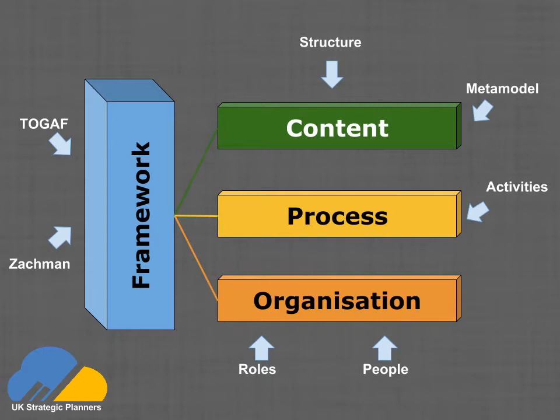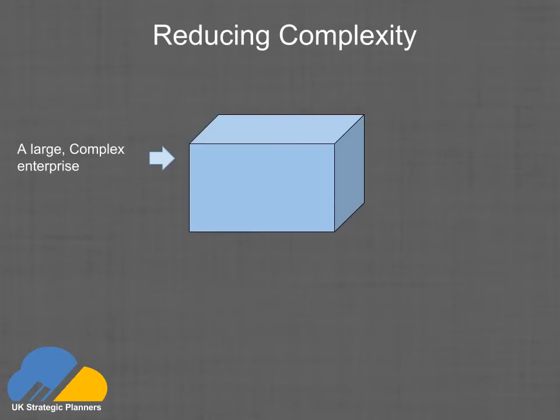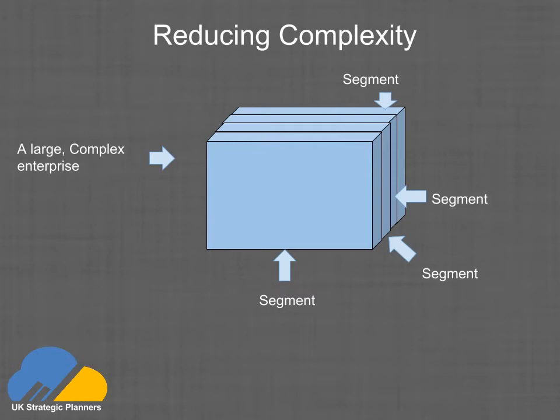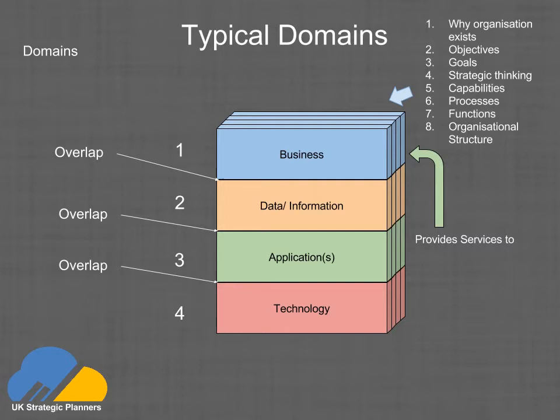Let's talk about breaking down the content a little bit more. Large enterprises can be very complex, so we need ways of reducing that complexity, so we're dealing with smaller chunks. The first way is to segment up that organisation. So if the enterprise is made up of subsidiary companies, or if it's a big government department with many agencies, then there's obvious ways of segmenting that out. The second way we can break down these complex systems is by looking at different domains. And if you look at most of the frameworks, they'll talk about typically 4 domains.